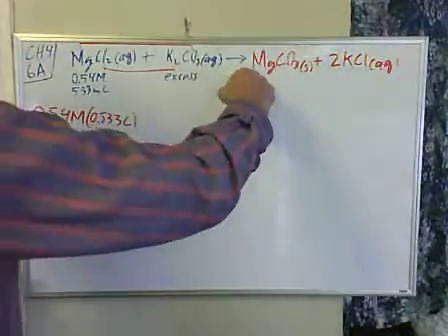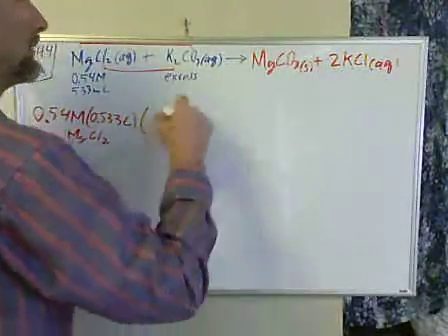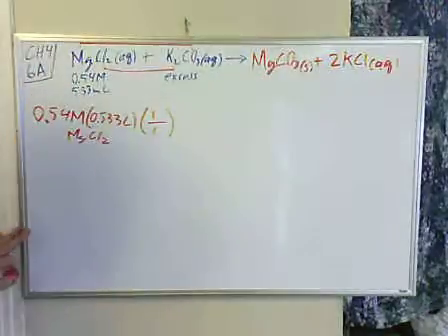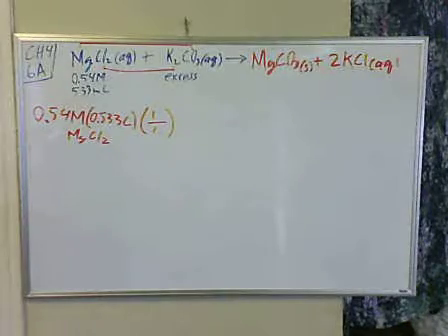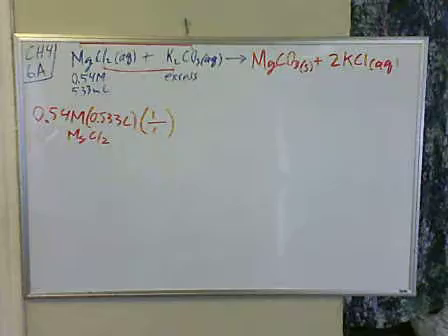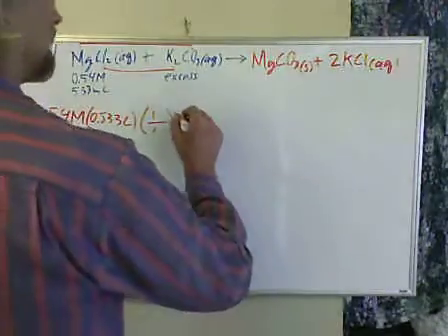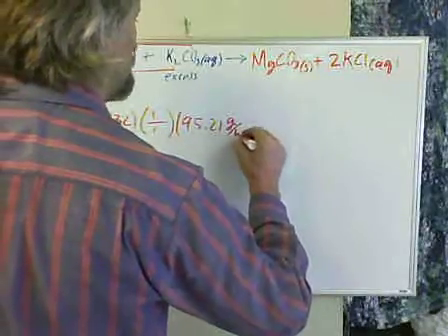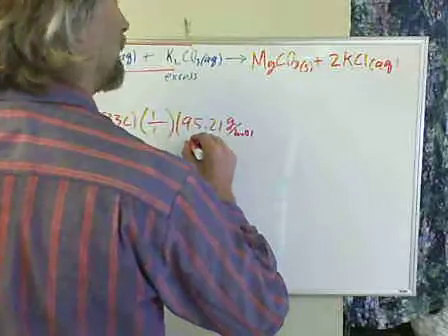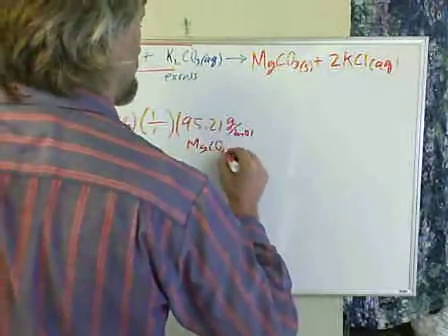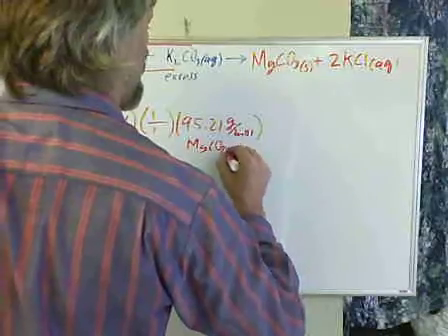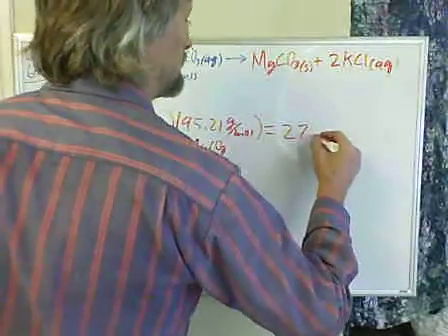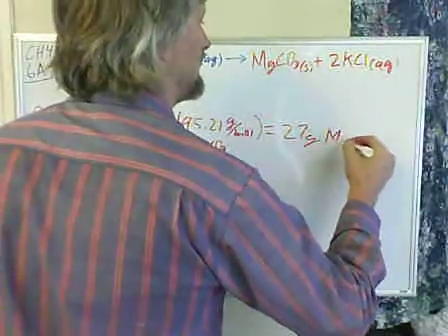So we need to do the stoichiometric ratio. It's a 1-to-1 ratio between magnesium carbonate and magnesium chloride. So that'll give us moles of magnesium carbonate. So we just need to multiply by the molar mass, grams per mole. And that ends up giving us 27 grams of the magnesium carbonate.